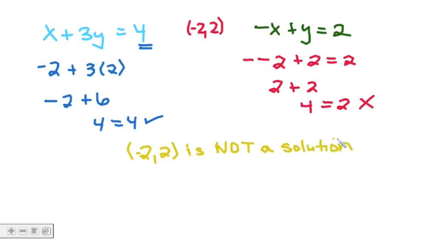Okay, let's do one more. Here we have 2x plus y equals 5.